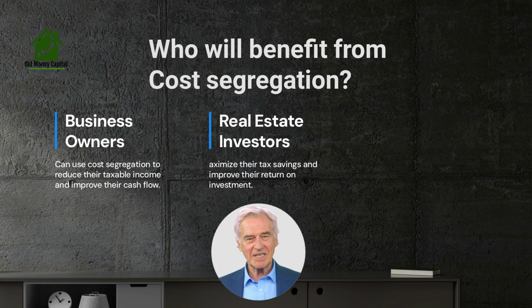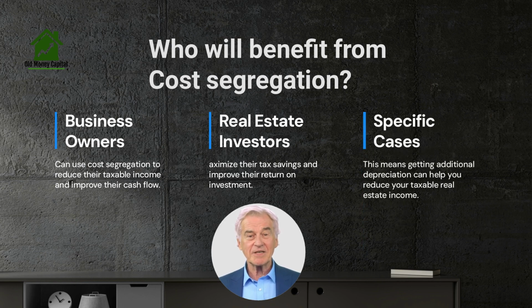There are a couple of specific cases where additional depreciation can really help real estate investors reduce their tax liability. One such case is where you have income from other real estate that's bigger than the depreciation allowed on the property. If you have two properties, then the depreciation you get on one property can be used to offset the income of the other property as well. This means getting additional depreciation can help you reduce your taxable real estate income. It's important to note that depreciation cannot be used to offset your W-2 income. This is only allowed in case you are married and filing your tax return jointly, and one of the spouses is a full-time real estate investor.